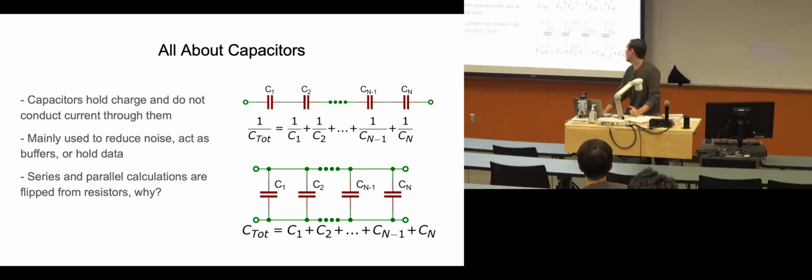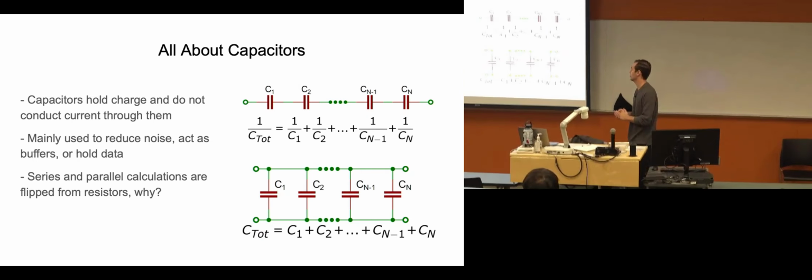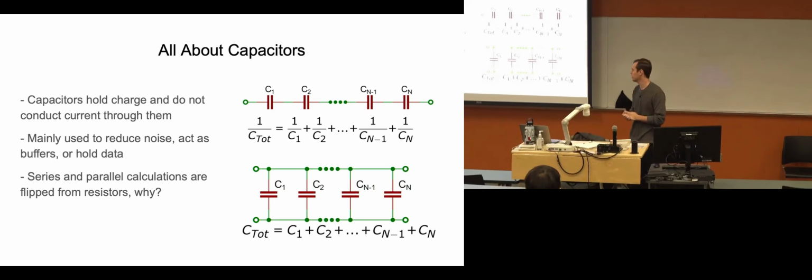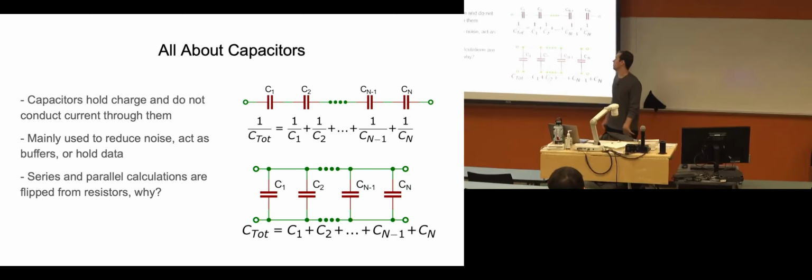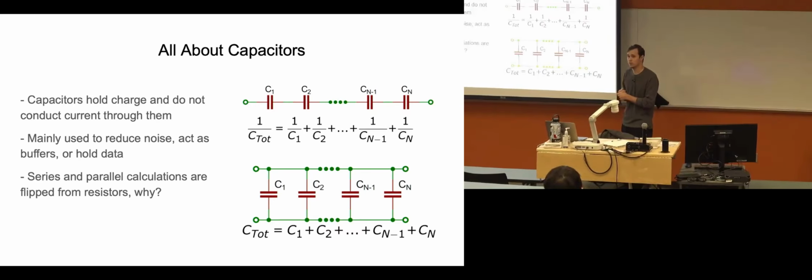Okay, now we have capacitors. I think these are a little harder to think about. Simplifying them is fine, but what they actually do in the circuit is a little different. Capacitors hold charge, and they're not supposed to let current conduct through them, okay? They might leak a little bit, and that's just because physics stuff. But in theory, you should never have current flowing through a capacitor, okay? Because they can hold charge, they're mainly used to reduce noise and stuff, okay?